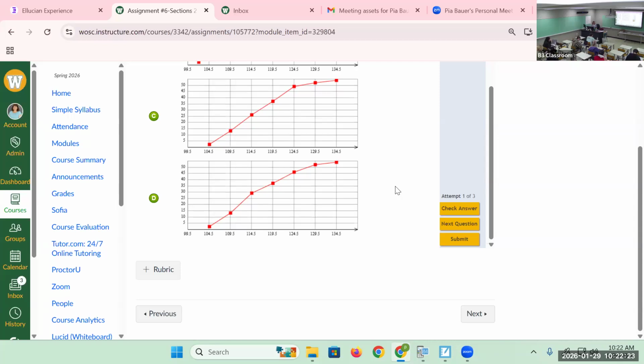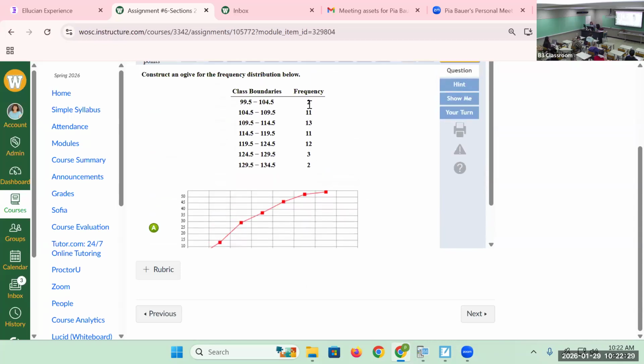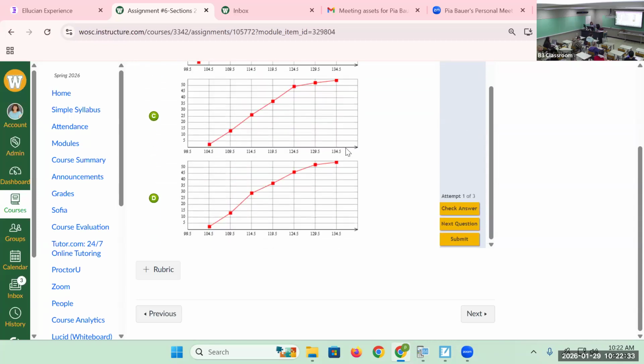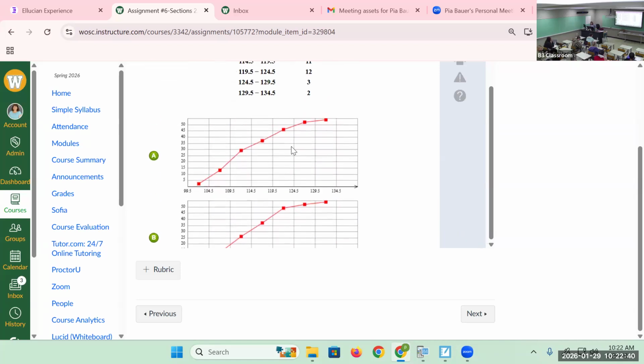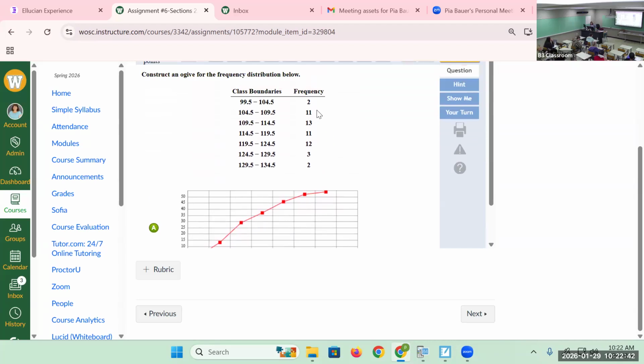But then it didn't ask me to calculate the cumulative frequencies, but I have to. Now, the first class will have a cumulative frequency of 2. So that could be a deciding factor, but I think they're both starting with 2. You see that? So it doesn't help me. What will be the cumulative frequency for the next class?